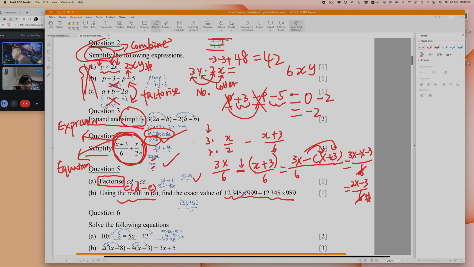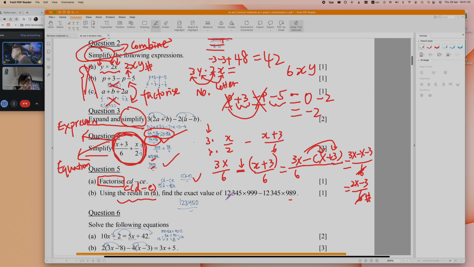So what is common here? Can you see what is common here? Just this. So this one is common. What you need to do? Take out 1, 2, 3, 4, 5. So what I'm trying to show you here is this. Instead of CD minus CE, over here is 1, 2, 3, 4, 5 times 999, and then you have 1, 2, 3, 4, 5 times 989.